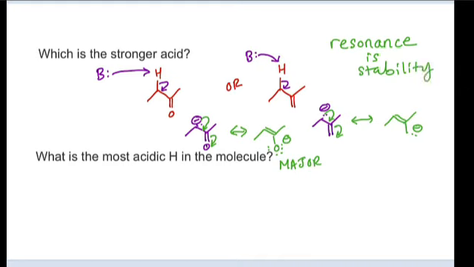So we see resonance in both situations, but the resonance that we see in the first compound, rather, would allow us to conclude that that conjugate base is more stable. And so this is, again, a situation where you would have to explain that this is a stronger acid because it gives rise to the weaker or more stable base.